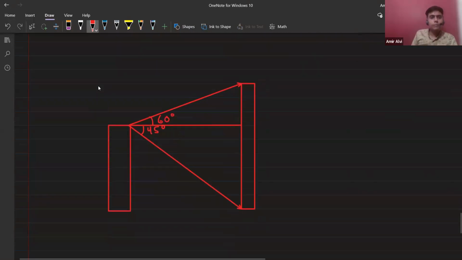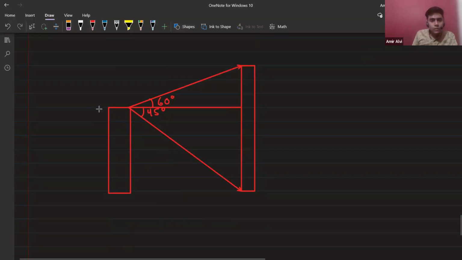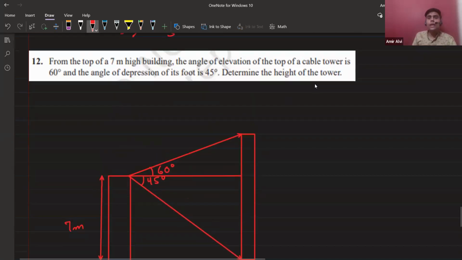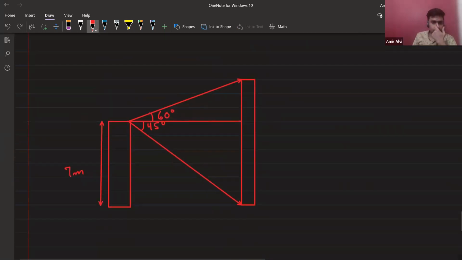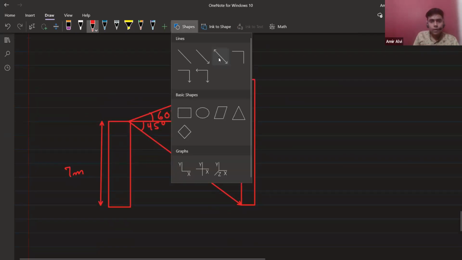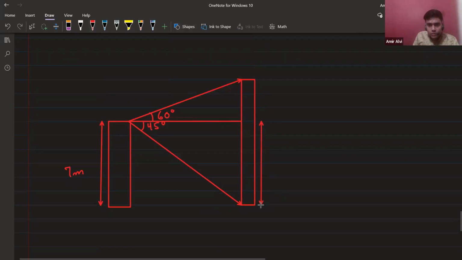The height of the building is given, which is 7 meter. Clear? So now what we need to find out is the height of the tower. Any doubt in this? Now if this is 7, this part of the tower will also be 7. So our height will be h plus 7. Yes or no? How many of you have got this point? It's parallel. Clear now?